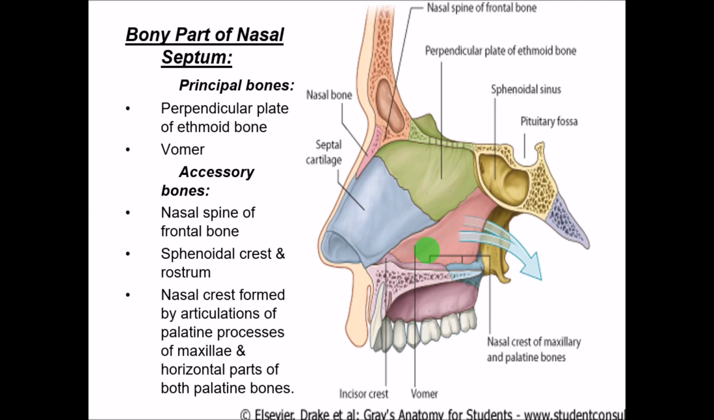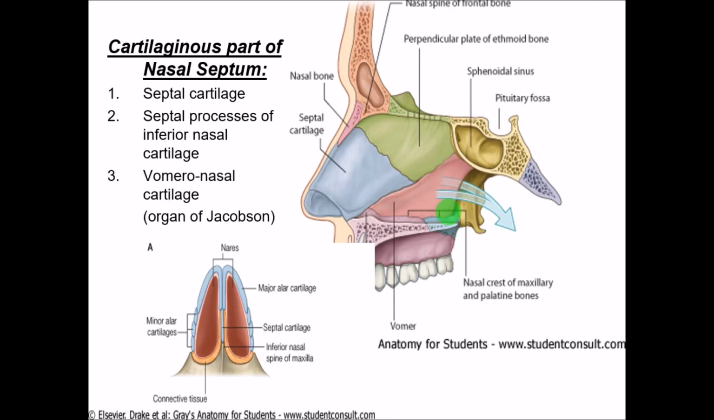So these are the bony parts. The main bones will be the perpendicular plate of ethmoid as well as the vomer. These are two important bones. Then there are small bits and pieces of the accessory bones. Then we have the cartilaginous part, which is the most anterior part. So this is formed by three cartilages. One is the septal cartilage. The main cartilage will be the septal cartilage itself. Then the septal process of the inferior nasal cartilage as well as the vomeronasal cartilage. A very small part here, which is called the organ of Jacobson.